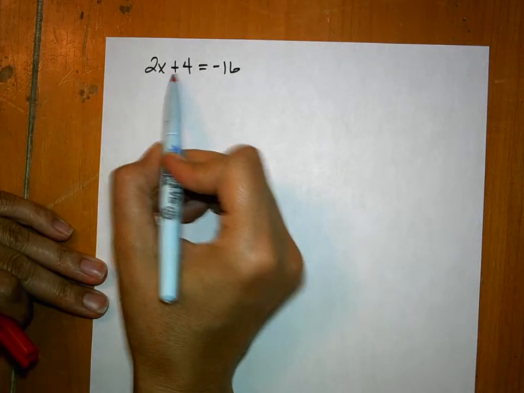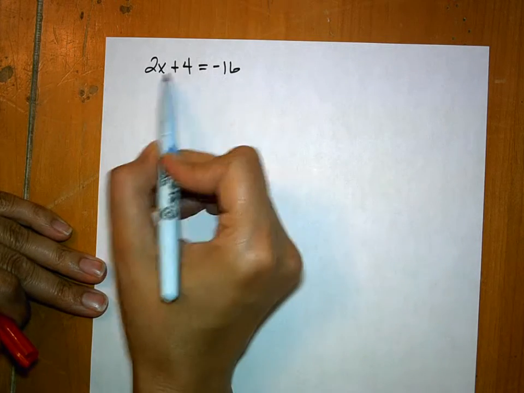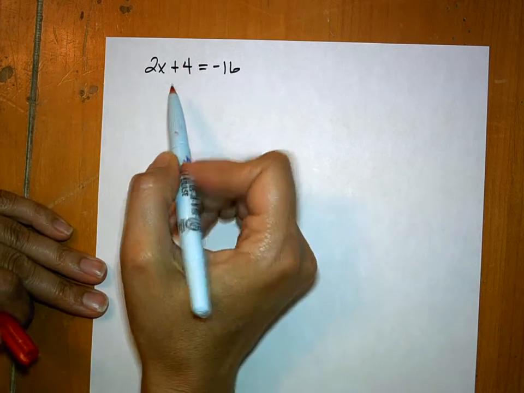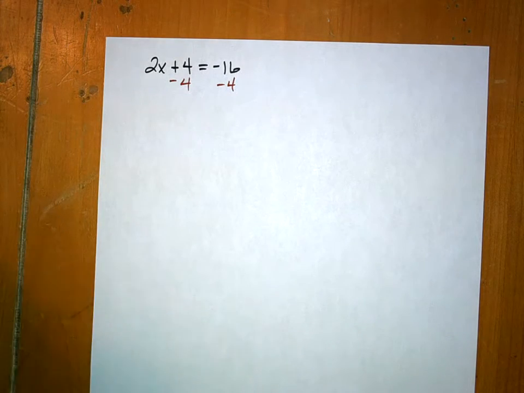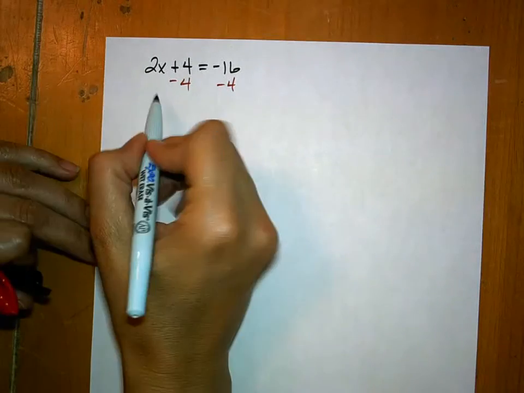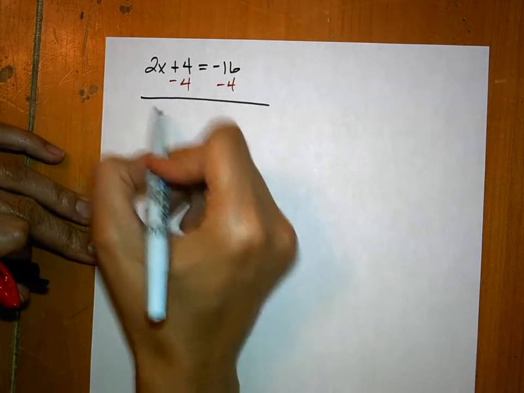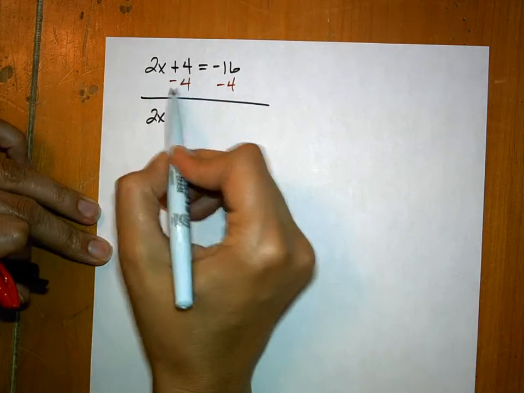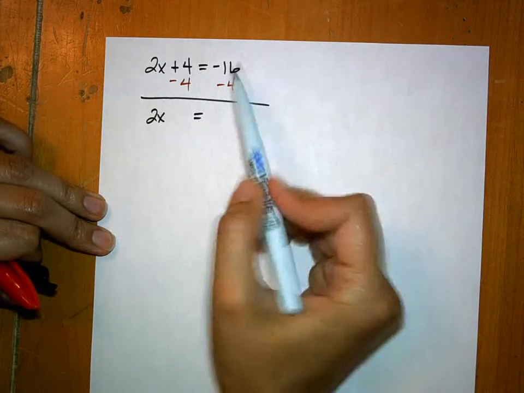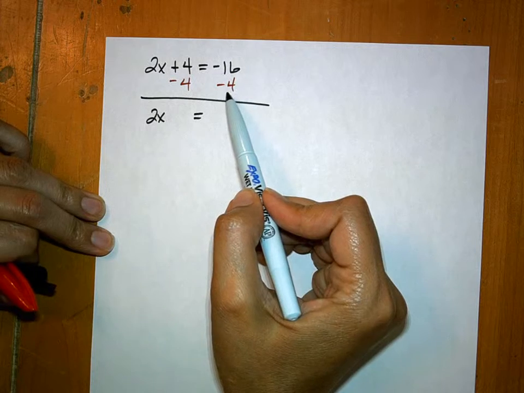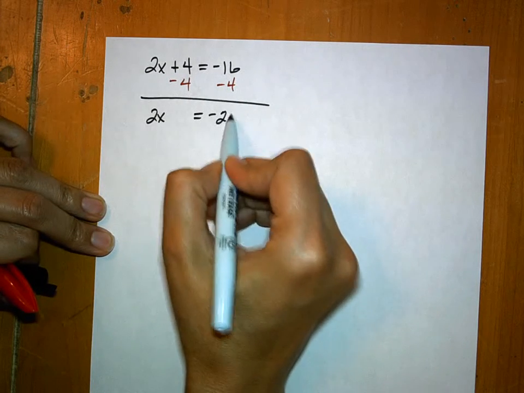Once again, 2 times x plus 4 is equal to negative 16. That plus 4, we need to do the opposite, so we're going to subtract 4 from both sides. Make sure that you've reviewed your integer rules so that you don't make a mistake here. We have 2x on the left. A positive 4 minus 4 is nothing, so I don't write it, but I do bring down the equal sign. And a negative 16 minus 4 is actually negative 20.